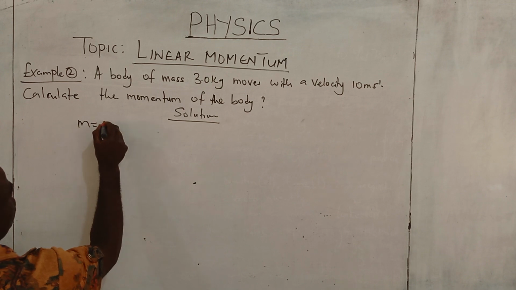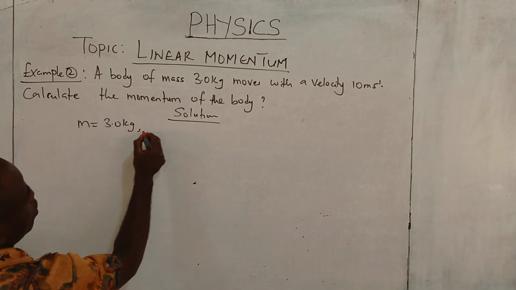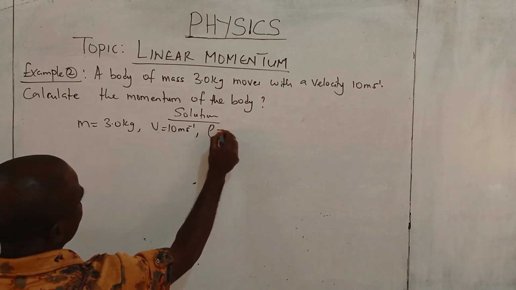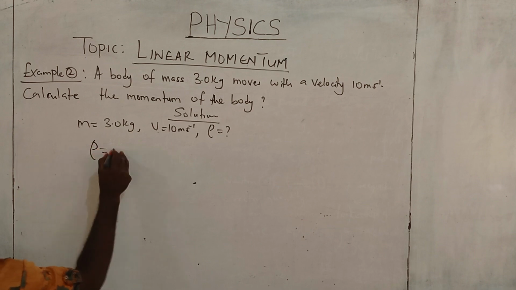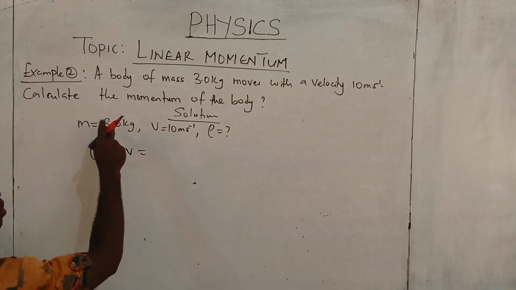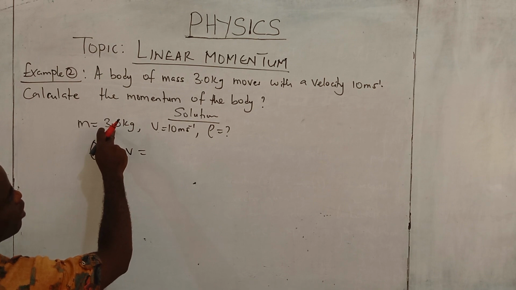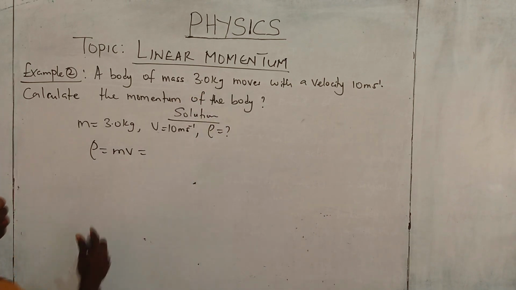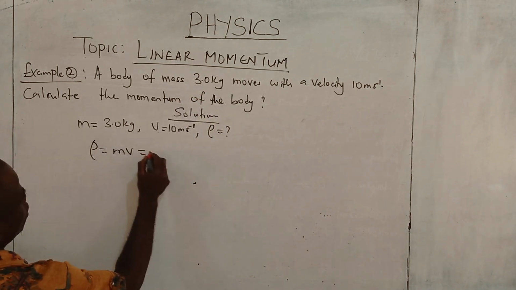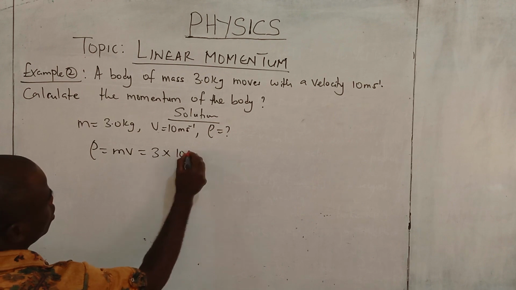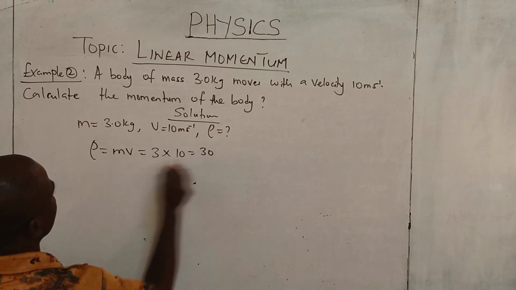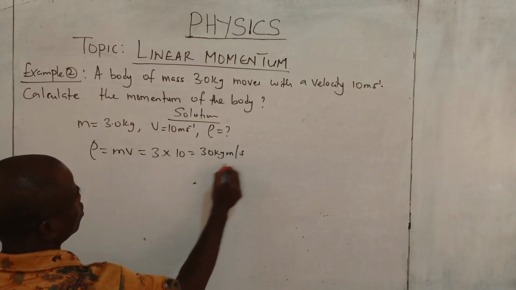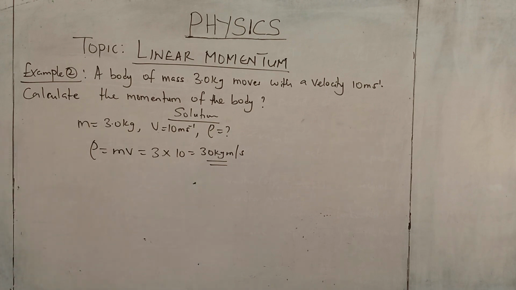What to do is to write the parameters as usual. Mass is 3.0 kilogram. Velocity is 10 meter per second. We're looking for momentum. The formula for momentum is just mass times velocity. In case you are given grams, convert it to kilogram by dividing by 1000. If you are given a standard unit like meter per second, you don't need to change it. In this case you are given 3 kilogram times 10 equals 30. Kilogram for mass, meter per second, so 30 kilogram meter per second.